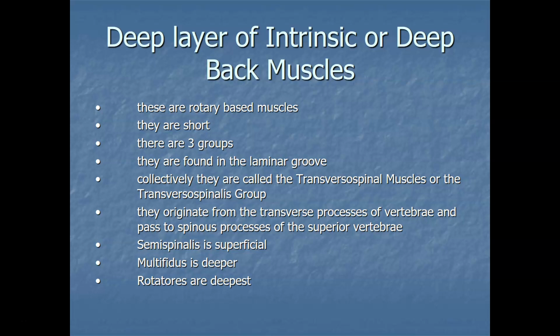Collectively, they are called the transversospinal muscles, or the transversospinalis group, and they originate from the transverse process of a vertebra and pass to spinous processes of the superior. The more superficial one is semispinalis. Then we have in the middle multifidus, and the deepest of the deep layer is rotatores.